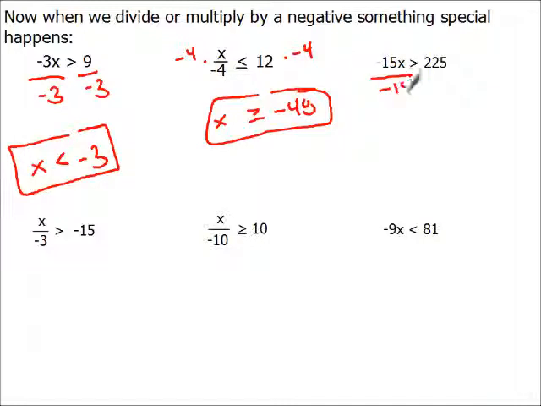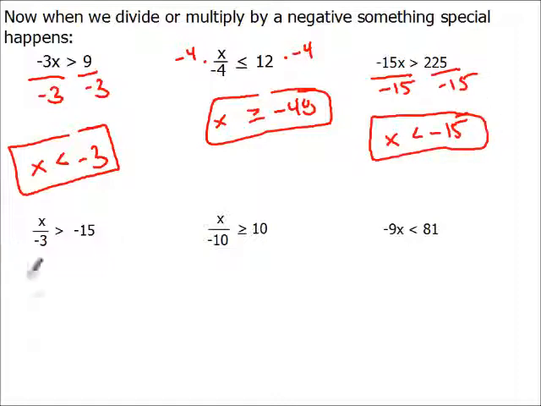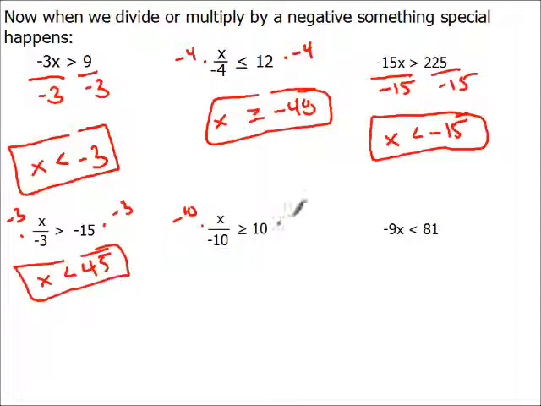I'm going to divide by negative 15, so x is less than negative 15. Over here, I'm going to multiply by negative 3, and I get x is less than 45. I'm going to multiply by negative 10, so x is less than or equal to negative 100. And our last one, divided by negative 9.